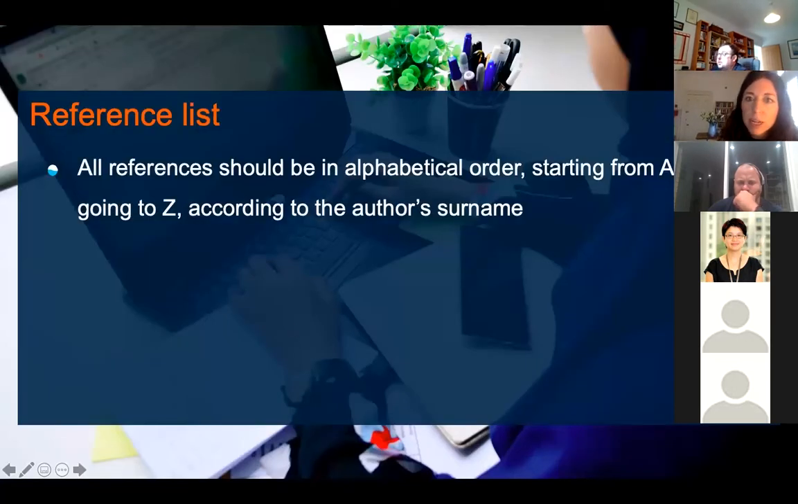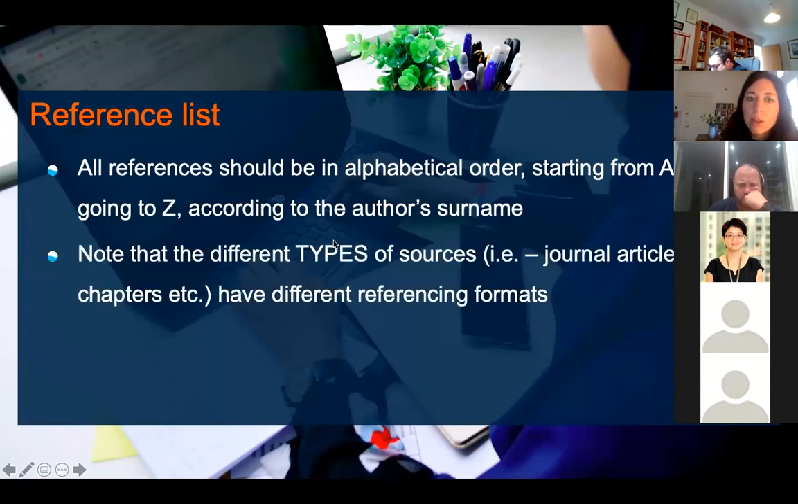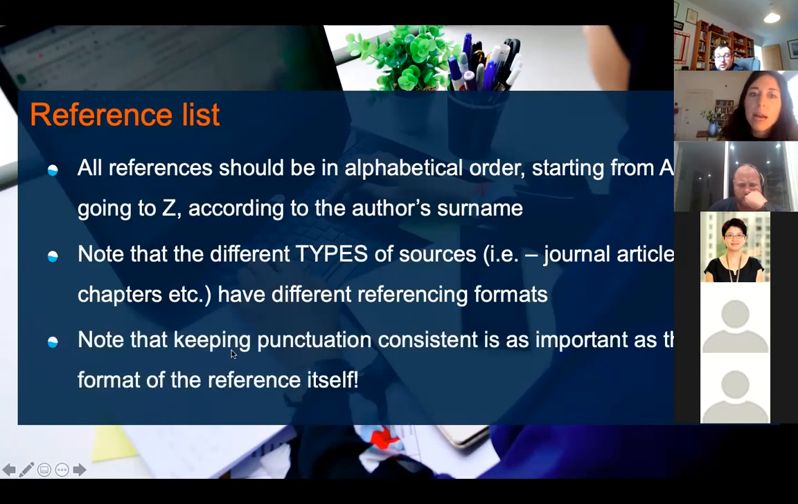All references should be in alphabetical order, starting from A and going to Z according to the author's surname. So do bear that in mind. So your reference list at the end, this is. Note that the different types of sources, so journal articles, book chapters, have different referencing formats. So you just need to follow the format for the different type of source. And keeping punctuation consistent is as important as the format of the reference itself.